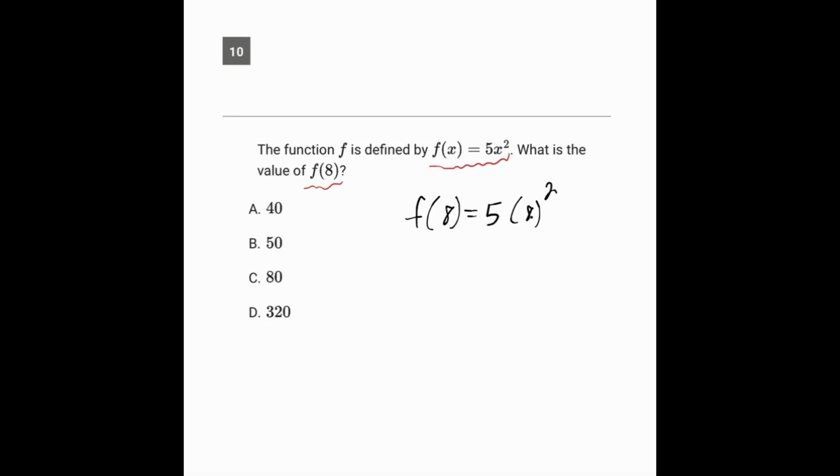So now doing this according to PEMDAS, please excuse my dear Aunt Sally, that means we have to do the exponent first. So that 8 squared is 64. And 5 times 64 is 320, which is answer choice D.